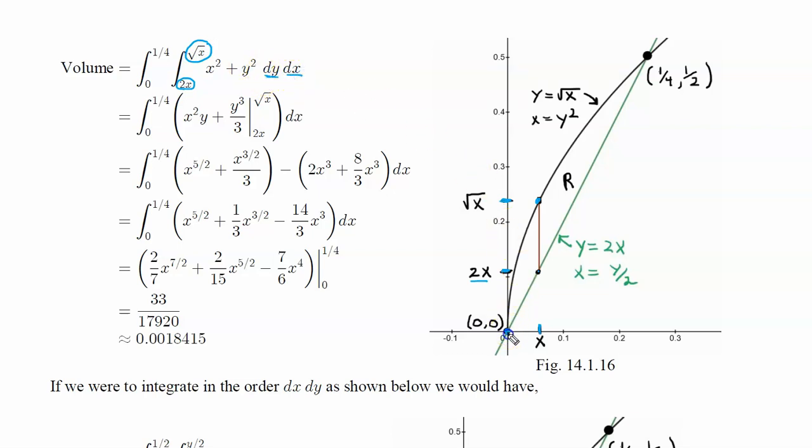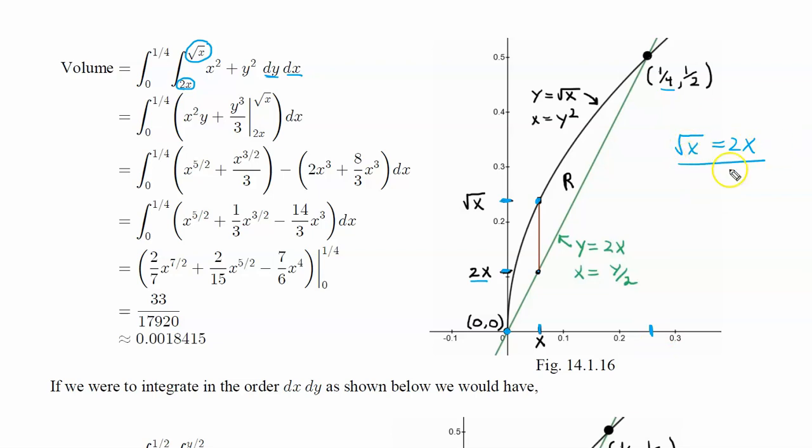Well, the x is going to go from this point, that's clearly 0. In other words, we're asking, where does the square root of x equal x? That's what we need to find. Well, obviously 0 is one solution to this equation. And then the other solution is going to be when x is 1/4. That's going to be right here on the x-axis.